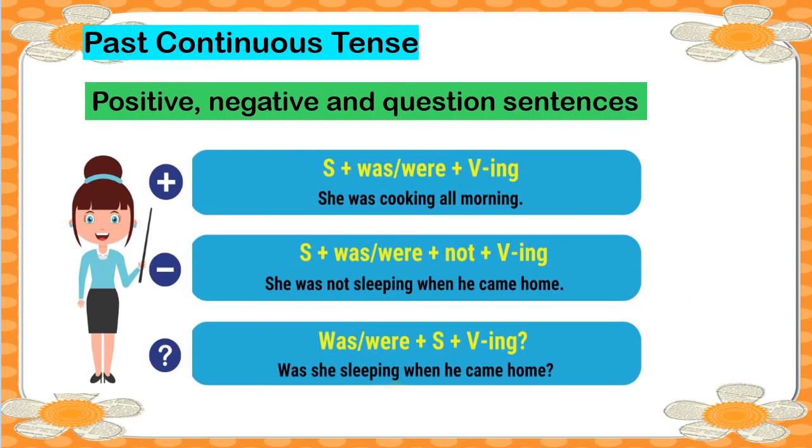Okay, once again, the positive, negative, and question sentences. Just have a look at them there. She was cooking all morning. Positive sentence. When it's negative, you just add the not. She was not sleeping when he came home. And then the question sentence, where you just put the was or were at the beginning of the sentence. Was she sleeping when he came home?